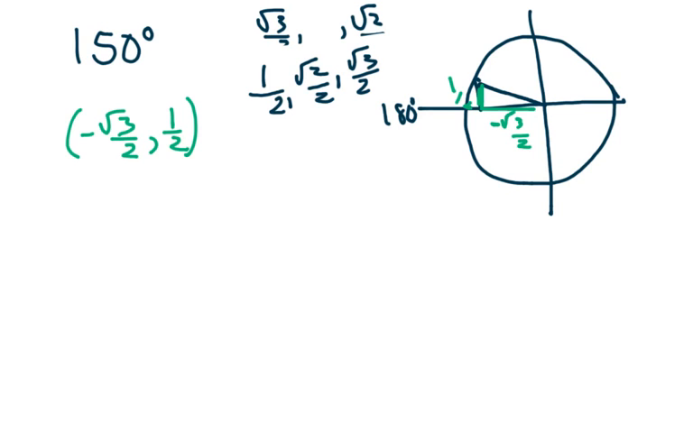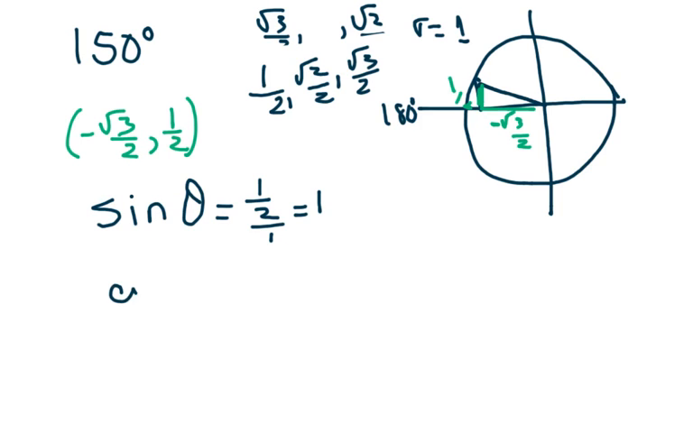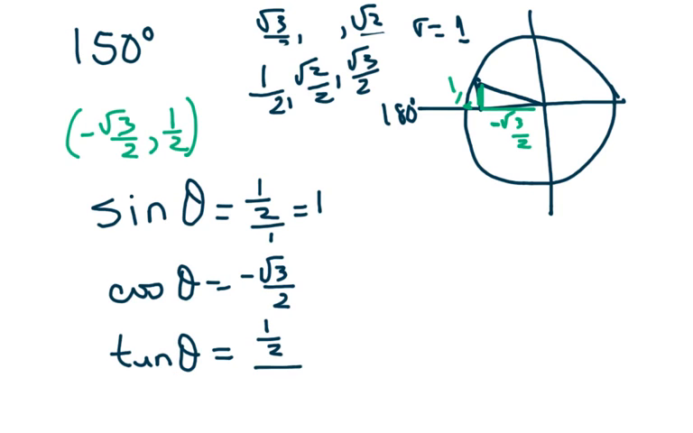Again, you should know those. So sine is y over r. Remember, our r equals 1. So y is 1/2 divided by 1, which equals 1/2. Cosine of theta is going to be negative root 3 over 2 over 1, which just equals that. And then we have tan of theta, which is y over x. So that's 1/2 divided by negative root 3 over 2. You can cancel the 2's here, and we get negative 1 over root 3.